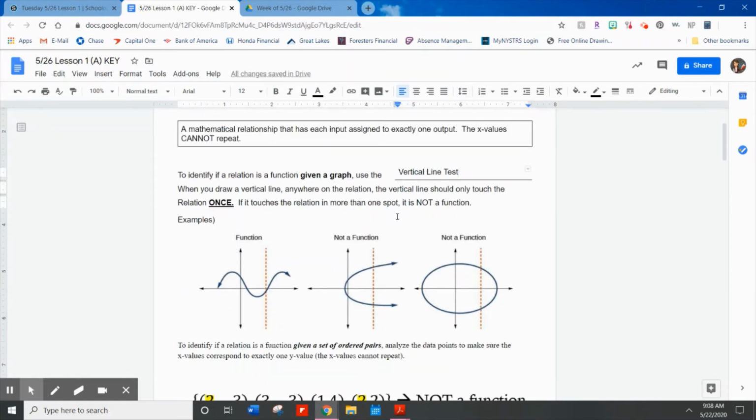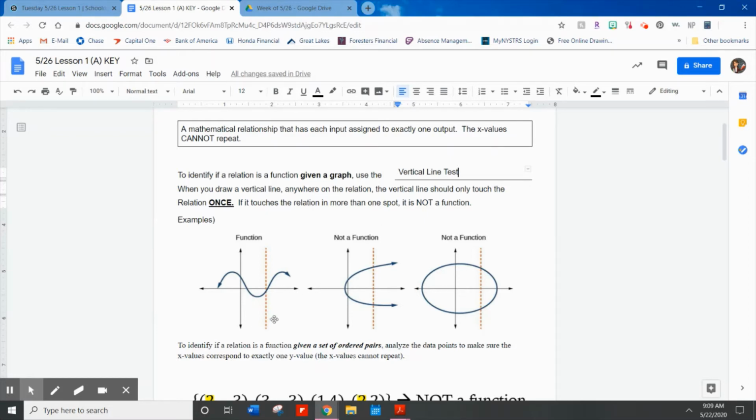So the vertical line test is when you draw a vertical line anywhere on the relation. By the way, we use the term relation when we're not quite sure if it's a function or not yet. The vertical line should only touch the relation once. If it touches the relation in more than one spot, it is not a function.